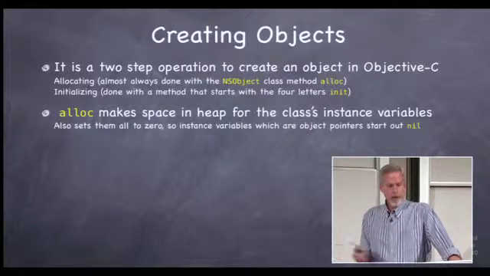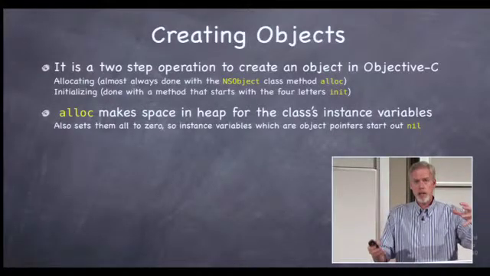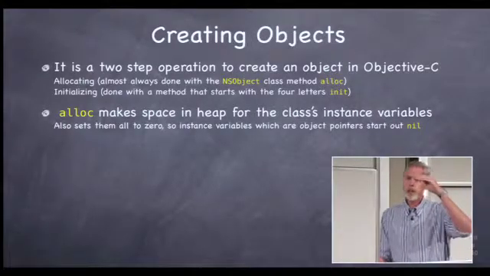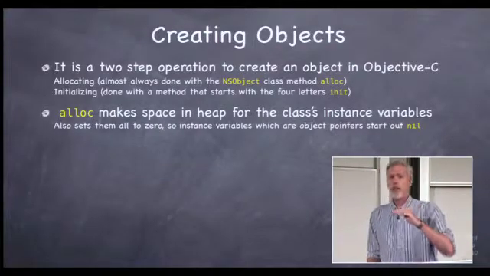Like I say, alloc makes space in the heap that's big enough to include all this class's variables. And it sets them all to 0. So if you have any ints in there, they're 0. If you have any object pointers in there, they're nil.